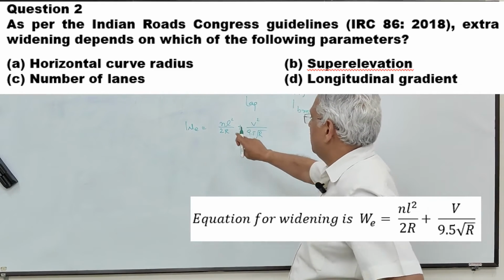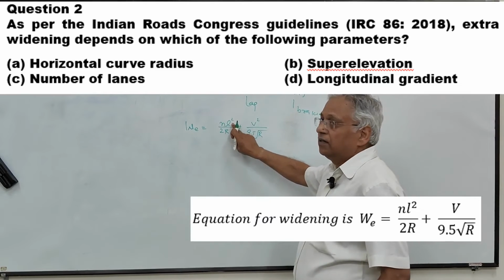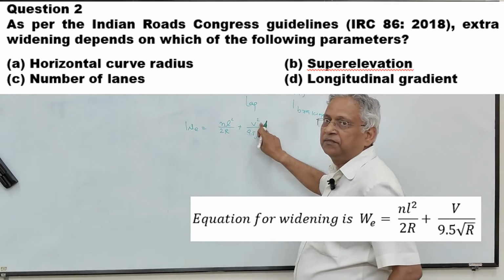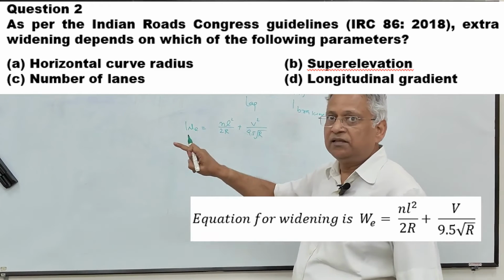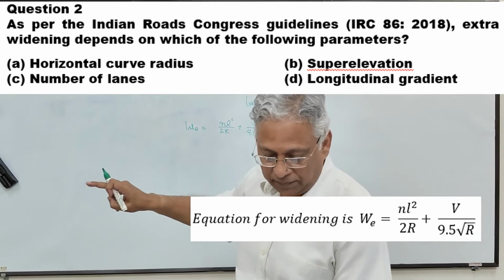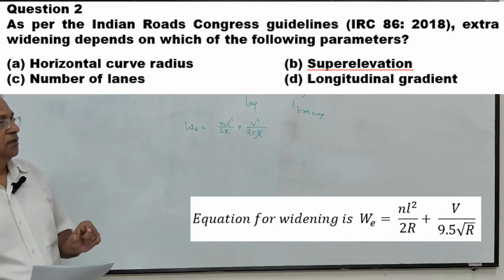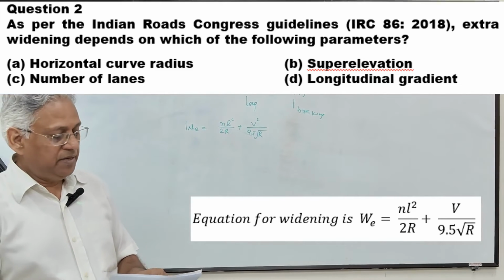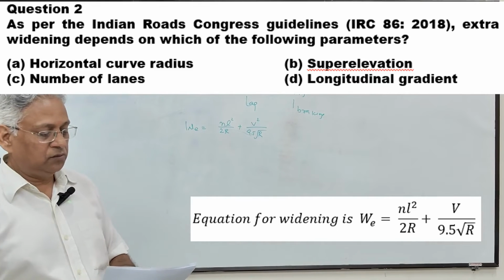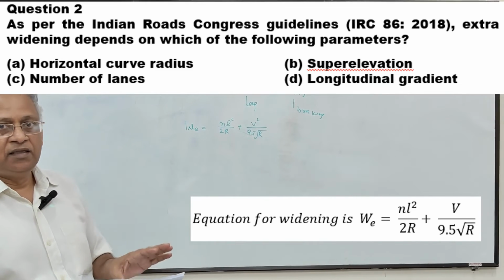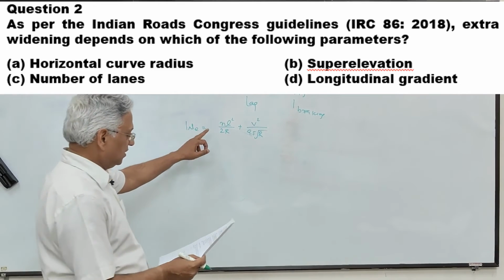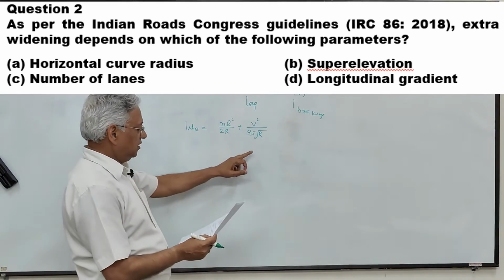Now here n is the number of lanes, L the wheelbase, R the radius, and V is the speed. It doesn't depend upon the gradient. It also does not depend upon superelevation. And therefore options B and D, B is superelevation and D is longitudinal gradient, are not valid, and the correct answer is only A and C. That is the number of lanes and the radius of the curve.